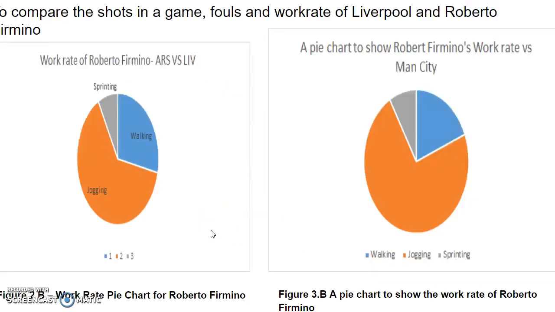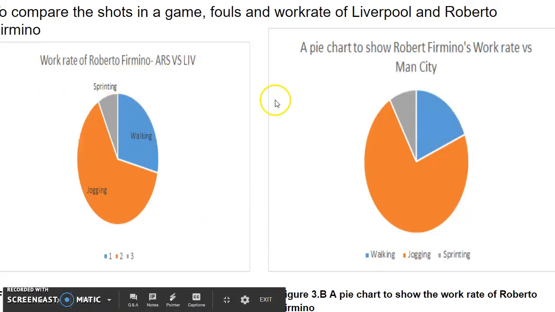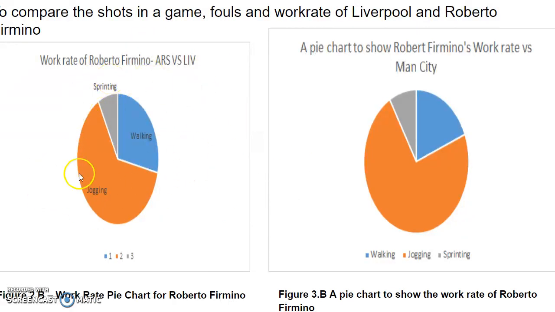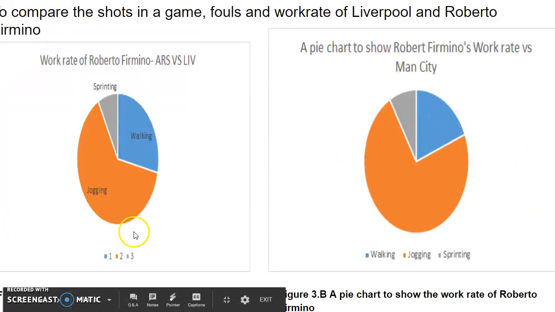Next, it was to compare shots in a game, fouls and work rate of Liverpool and Roberto Firmino. So here you can see a pie chart, an analysis of Roberto Firmino's work rate against Arsenal, and a pie chart to show Roberto Firmino's work rate against Manchester City.